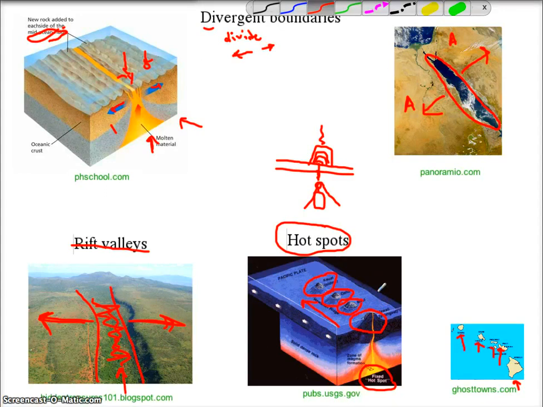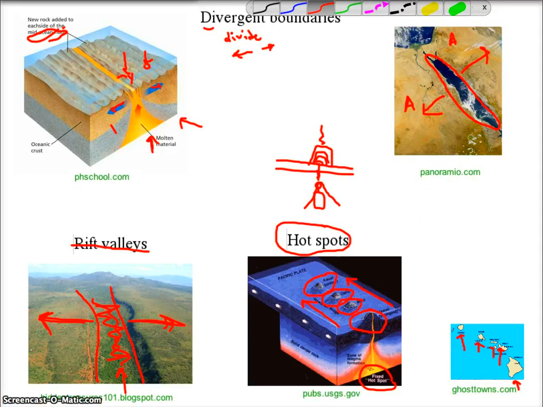And one thing that the hot spots help scientists know is how quickly these tectonic plates are moving. I know we mentioned that the North American plate is moving about 1 inch per year. They can have a little bit better idea by seeing the distance between these hot spots and how old they think these rocks are.